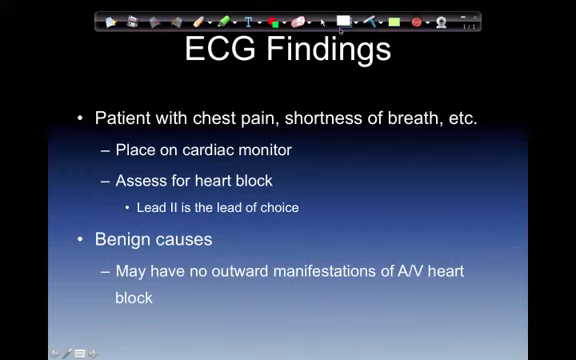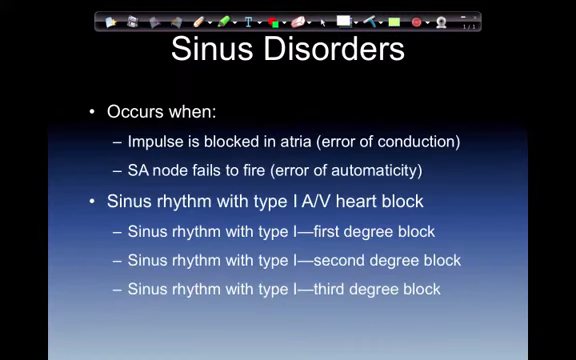Benign causes may have no outward manifestation of the AV block whatsoever. And just very simply, we can have no symptoms whatsoever and a person be in a heart block. We're going to treat them symptomatically. Sinus disorders occur when an impulse is blocked in the atria or there's an error in conduction. When the SA node fails to fire, there's an error in automaticity.